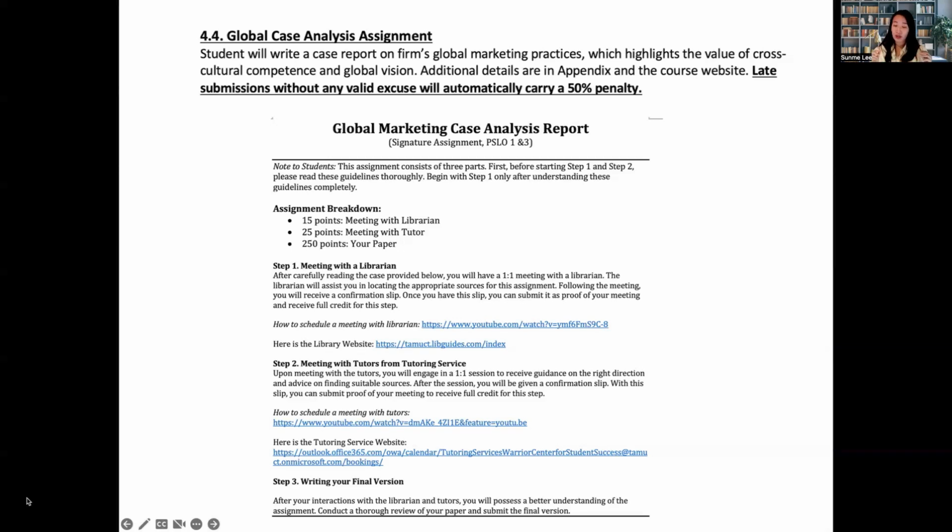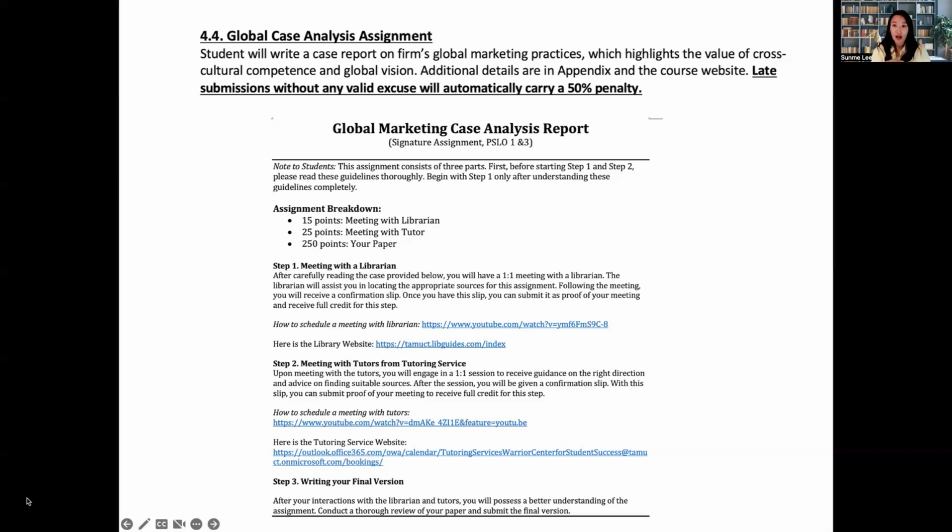Some students might feel overwhelmed. Oh, where should I start? Or where can I find the right materials for my research? So this assignment has 3 steps. First, you will have a mandatory meeting with the librarian, and once you consult with the librarian to find the right source, you will earn 15 points.